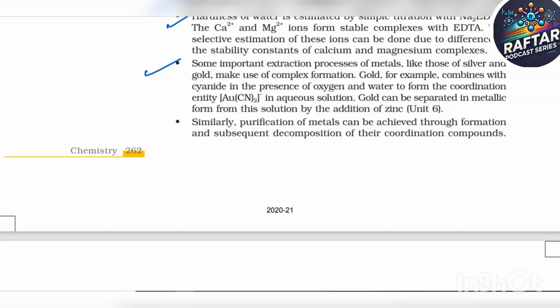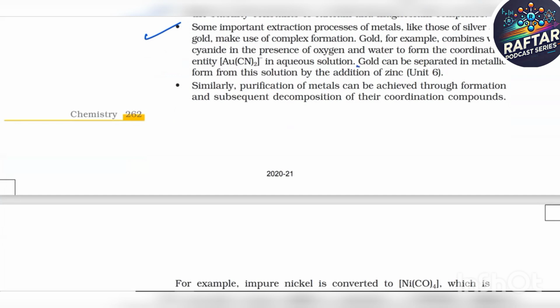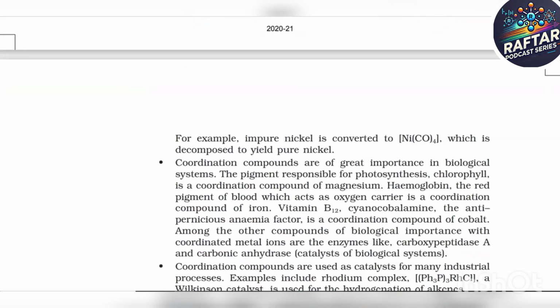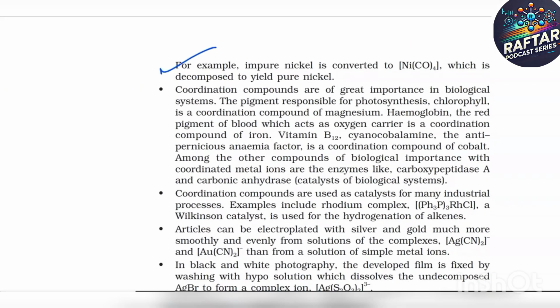Gold, for example, combines with cyanide in the presence of oxygen and water to form the coordination entity [Au(CN)2]- in aqueous solution. Gold can be separated in metallic form from this solution by addition of zinc. Similarly, purification of metals can be achieved through formation and subsequent decomposition of their coordination compounds. For example, impure nickel is converted to Ni(CO)4, which is decomposed to yield pure nickel.